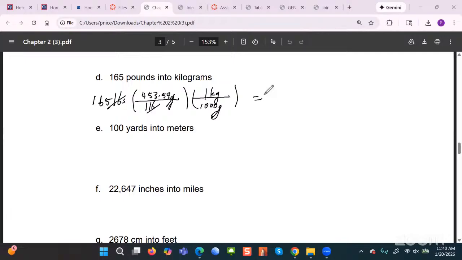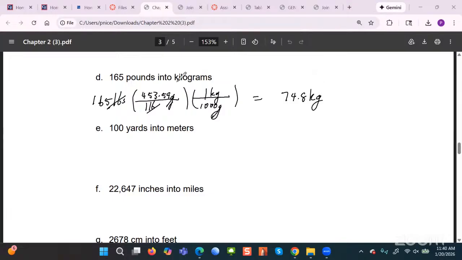165 times 453.59 divided by 1,000. And according to my calculation, this works out. Okay, now in this case, how many sig figs do we need to round this off? 3. So 74.8 kilograms would be the answer.